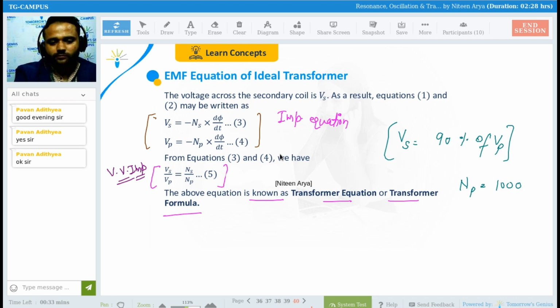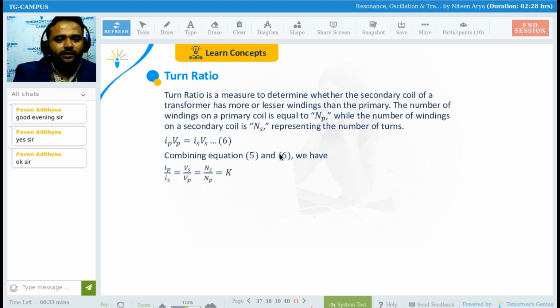Okay, good. Moving ahead, turn ratio. This is known as your turn ratio. The turn ratio is measured to determine whether the secondary coil of a transformer has more or fewer windings than the primary. The number of windings on the primary coil is NP, while the number of windings on the secondary coil is NS, representing the number of turns. Ip Vp equals Is Vs. This is your one equation. Combining equations 6 and 5, Ip by Is equals Vs by Vp.